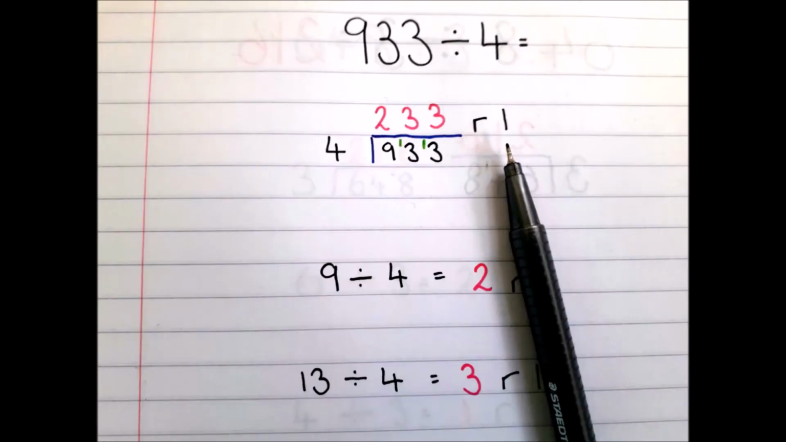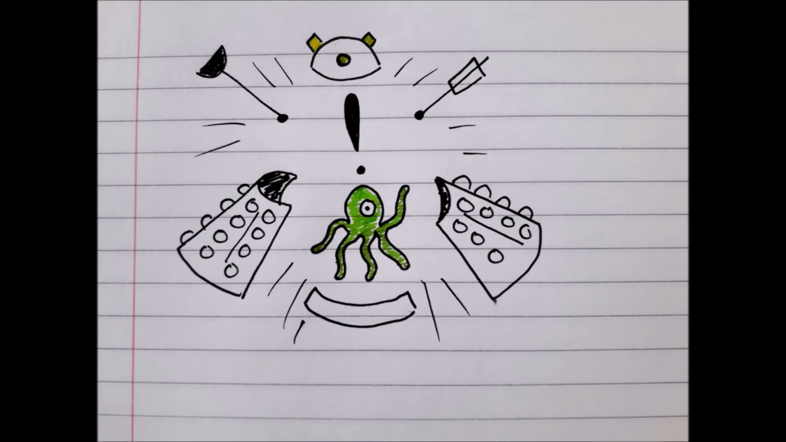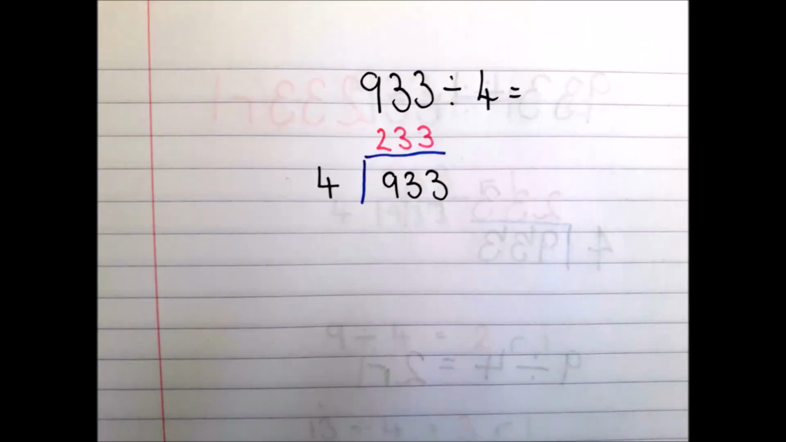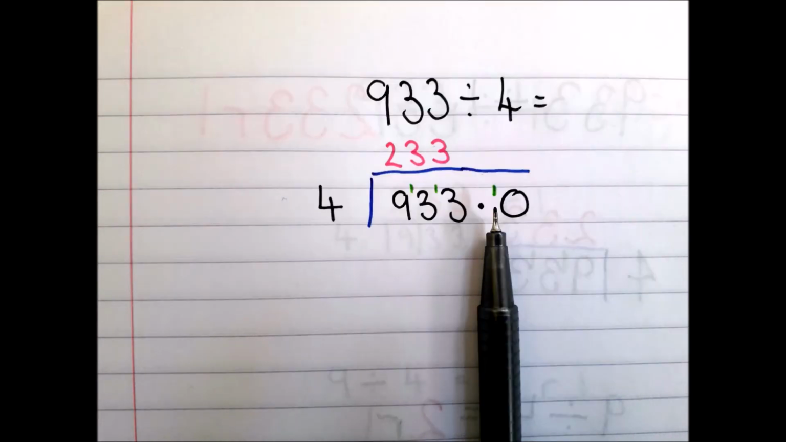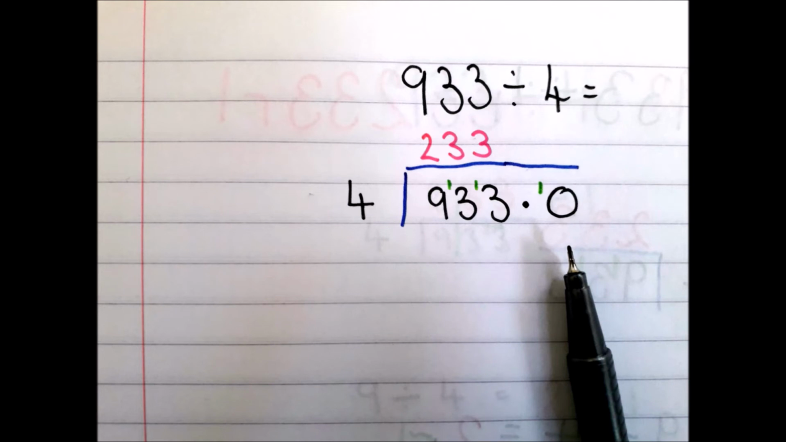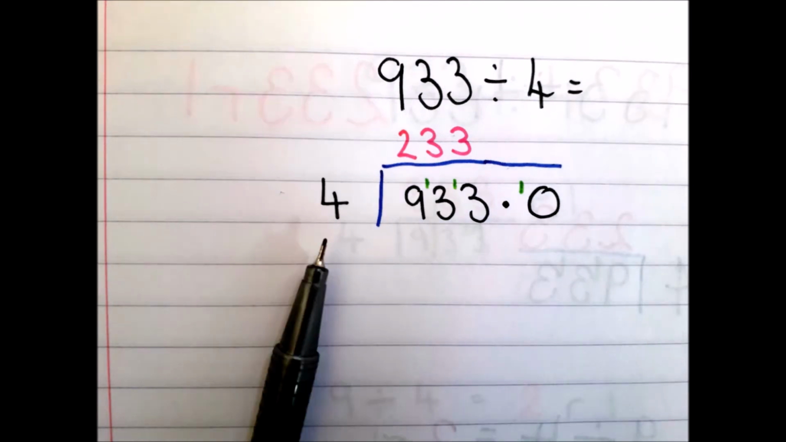But we can get rid of this remainder if we want to. To do this, we've got to break up that last Dalek. So what we do this time is we add on a .0 after the 933. This doesn't change the number, just makes it easier for our calculations. Our remainder 1 can then go in front of the 0, turning it into 10. We are then going to divide this 10 by the 4.